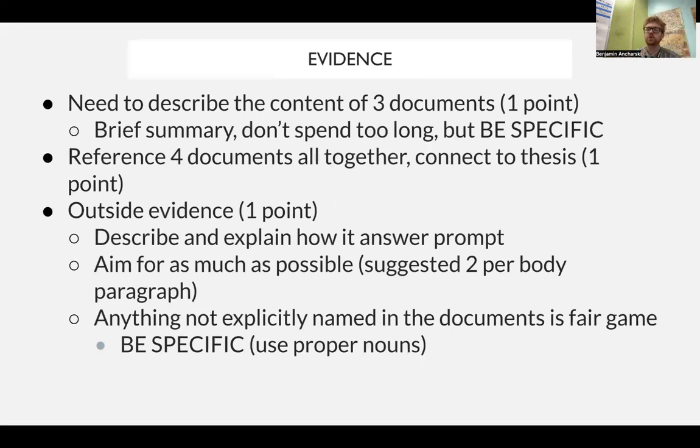Your evidence is a little tricky because it's not as straightforward as you would think. So you get 1 point for describing specifically content of at least 3 documents. That's it. It's a brief summary, 1 or 2 sentences, referring to specific things from the passages. And I'll describe what describe means in just a second with an example.